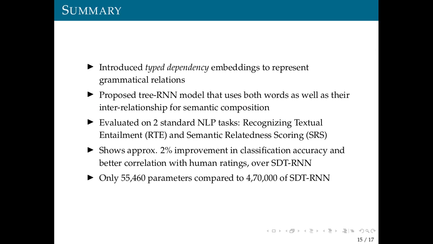So, to summarize our work, we introduced type dependency embedding to represent grammatical relation. We proposed a Tree-RNN model that can use both words and interrelation for semantic composition. We evaluated on 2 NLP tasks and showed approximately 2% improvement in classification accuracy as well as Pearson correlation. And talking about parameters, we use much fewer parameters compared to the SDT-RNN.